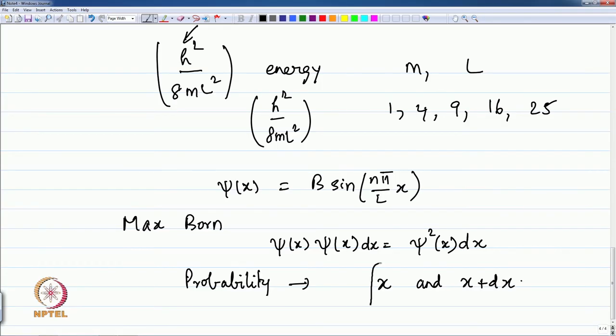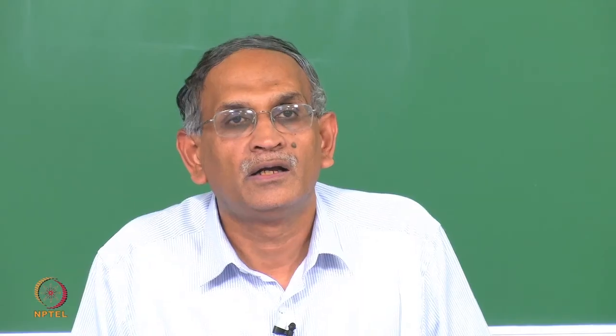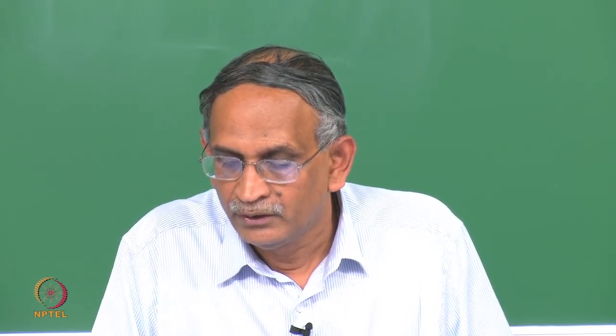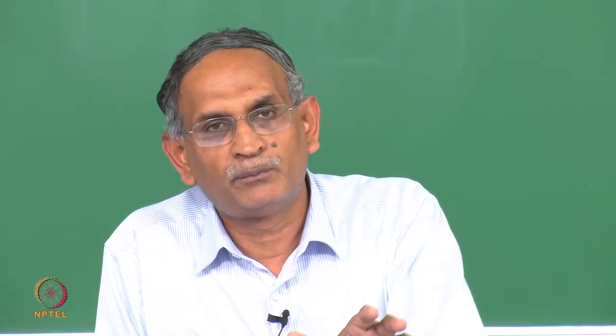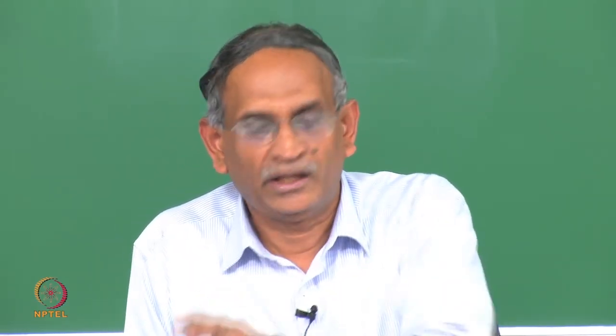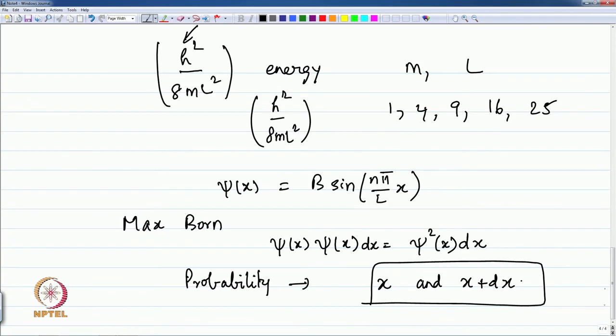The probability of locating the particle between x and x plus dx is the number given by the product of the wave function with itself, in this case because it is real. Max Born suggested that psi squared x dx gives the probability that the system be found in the interval x and x plus dx. That is all there is to it.